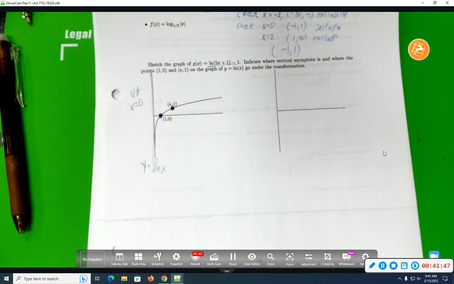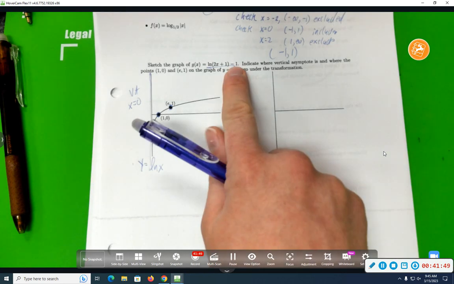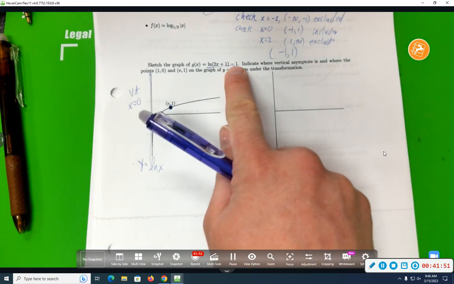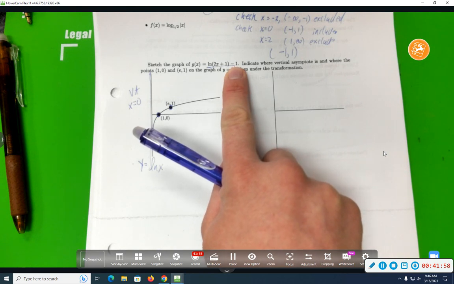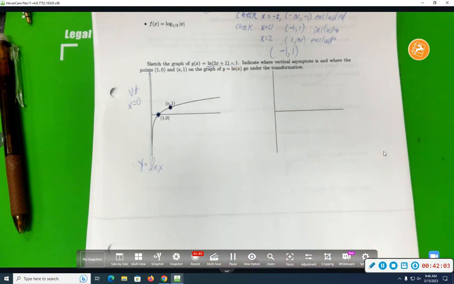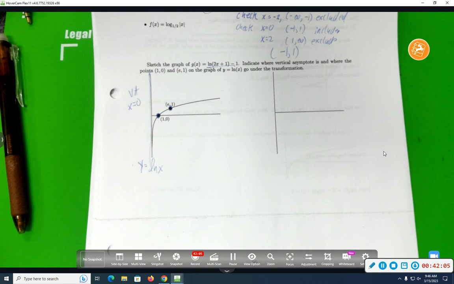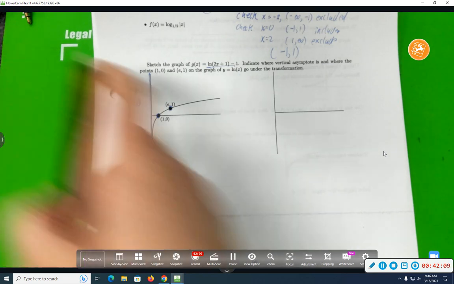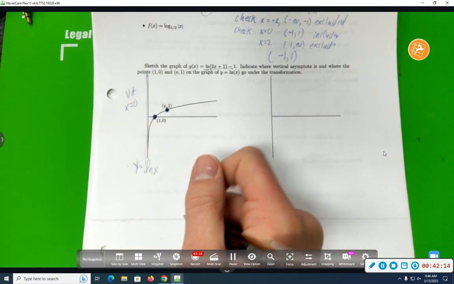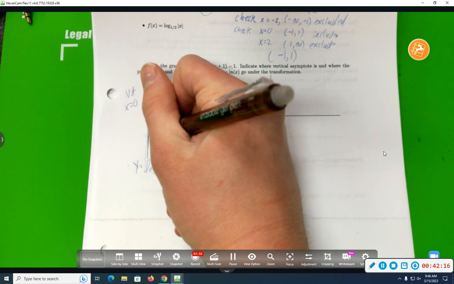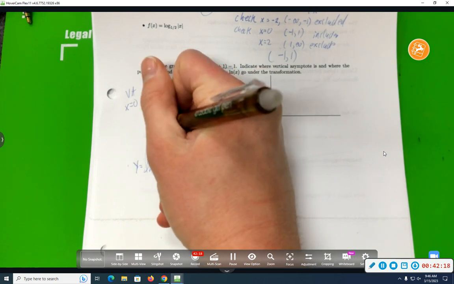So let's do it one thing at a time. What will that minus 1 do to the graph? Drop it down by 1. Will that move the vertical asymptote? I guess the answer to that question is yes or no, depending on what you mean by move. It's a vertical line, you move it down 1. It's the same vertical line. It's just moved down by 1. Where will this point go? 1, negative 1. Where will this point go?